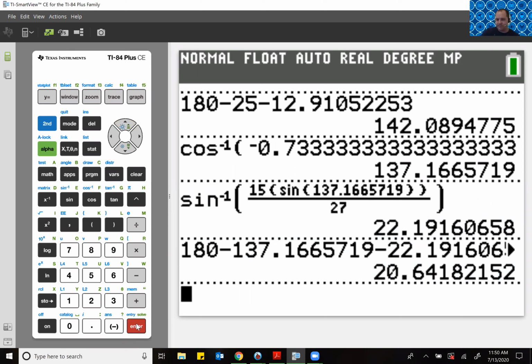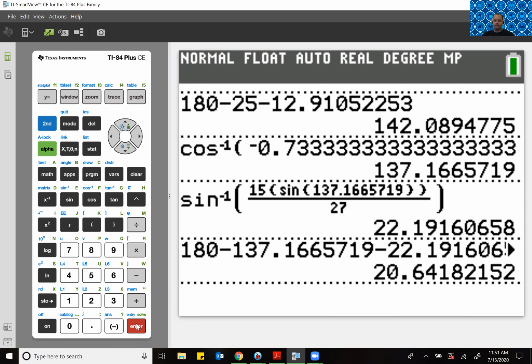sorry, got to switch a piece of paper. Our final angle A was 180 degrees minus the 137.1665. I'm writing up the answer keys, so sorry that it's taking me so long to get through this problem. 160658. 2 decimal places is 20.64 degrees.